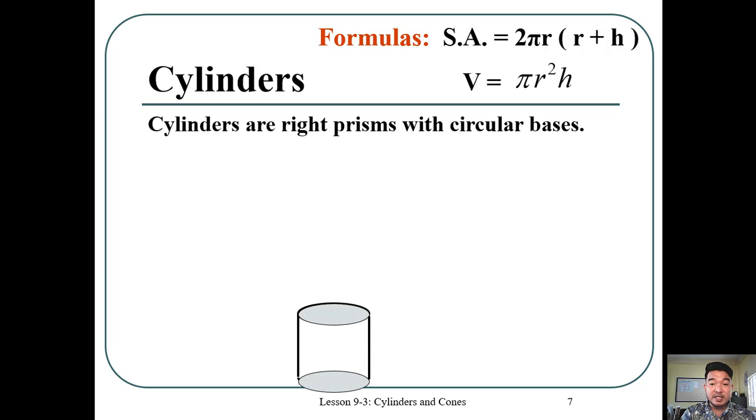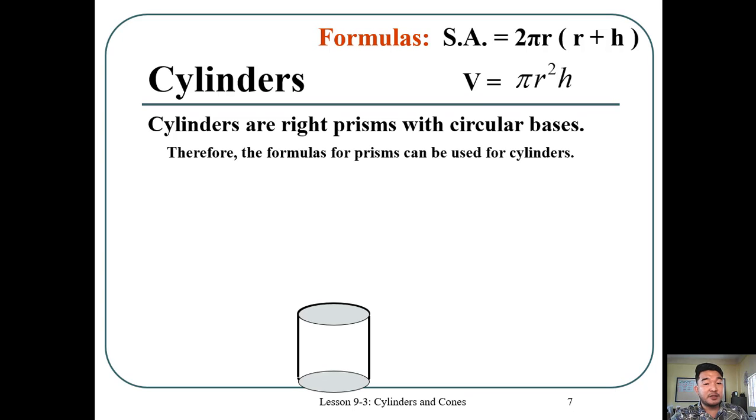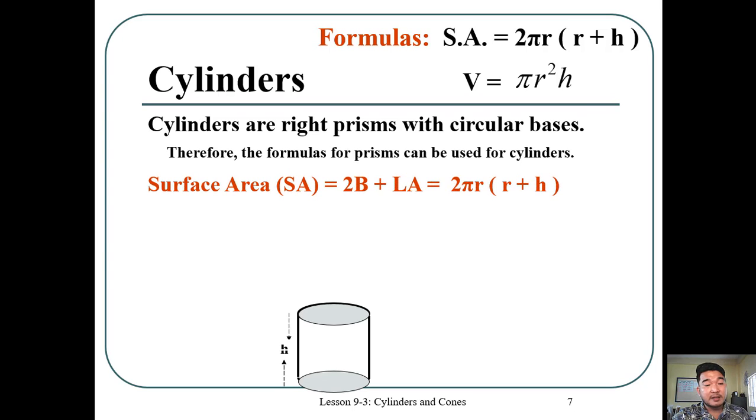Cylinders are right prisms with circular bases. That's true. All cylinders, with their circular bases, are circular right prisms whose bases are circles. Therefore, the formula for prisms can be used for cylinders. Surface area is equal to 2 times the base plus the lateral area.